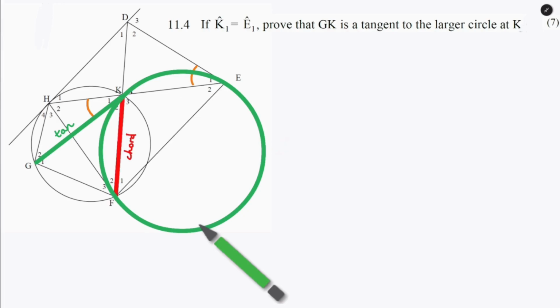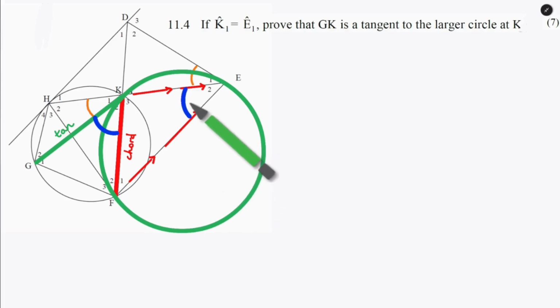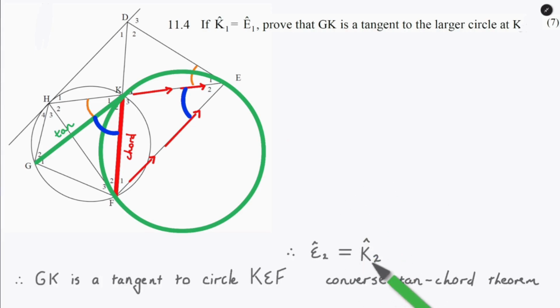So with the conclusion that I'm going on about, we identify our chord here, and we follow that chord down some more, find the angle it subtends, and essentially we want to prove that these blue angles are the same to pull this off. So if we prove that those blue angles are the same, E2 and K2, then we can conclude that GK is a tangent to the circle using the converse tan chord theorem. So there's the end of our process. Now we've got to make this happen.